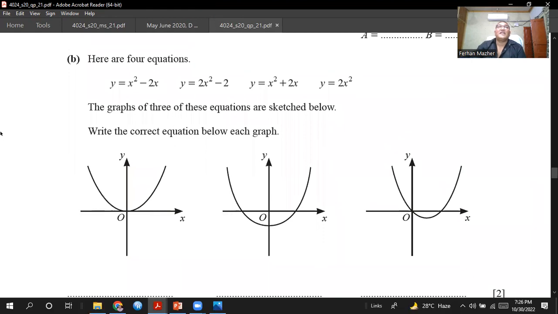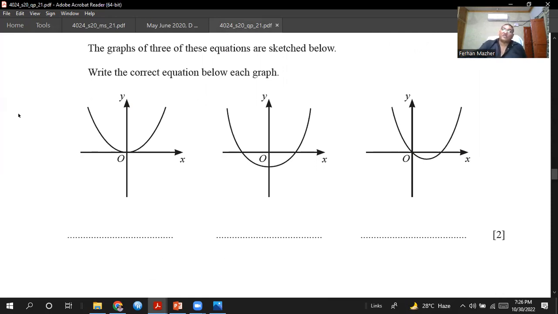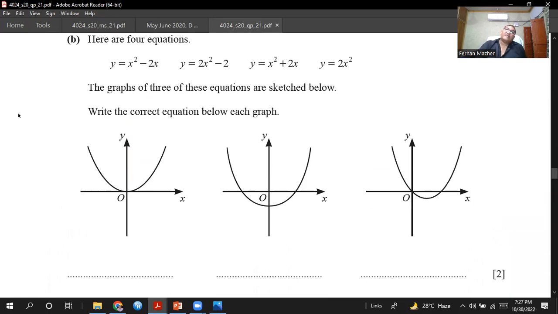Here we have, he says here are the 4 equations. y = x^2 - 2x, and y = x^2 - 2. y = x^2 + 2x, and y = 2x^2. The graphs of 3 of these equations are sketched below. Write the correct equation below each graph. It's a 2 marks question, and very simple. Let me show you. I will explain to you how this is done.